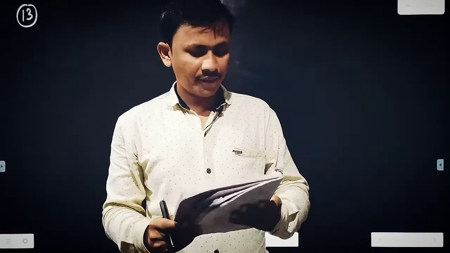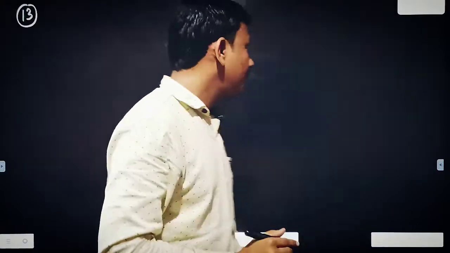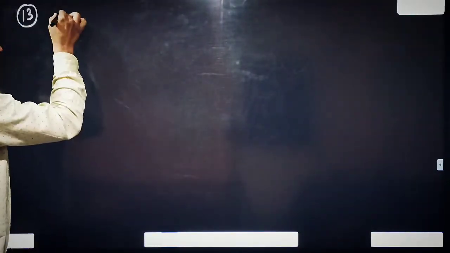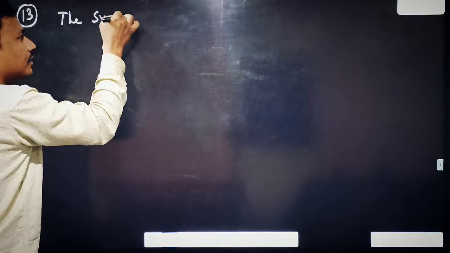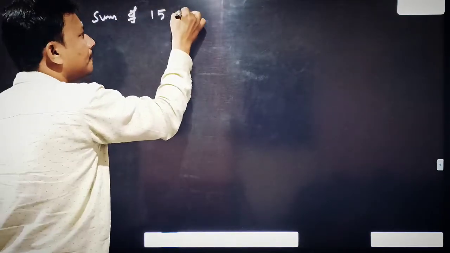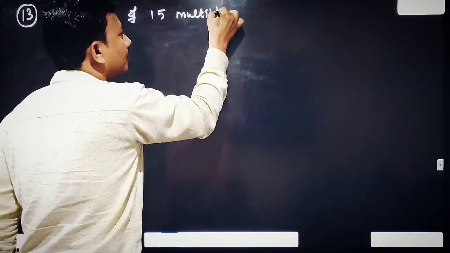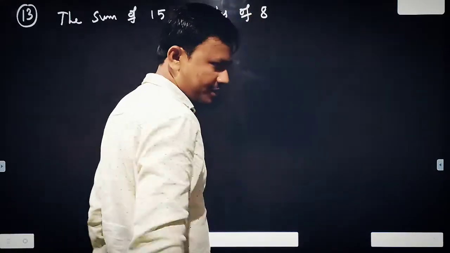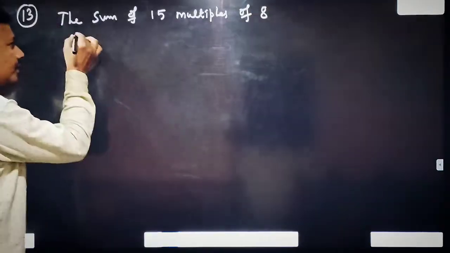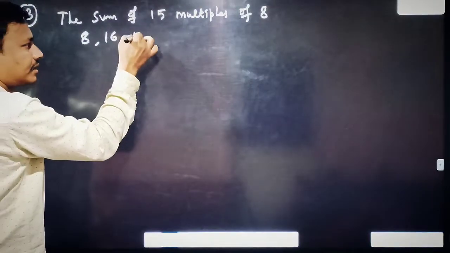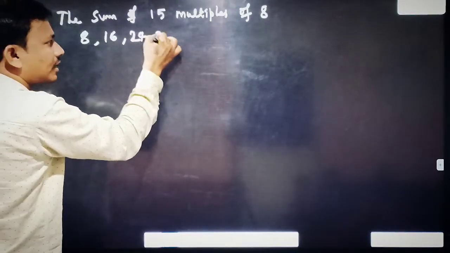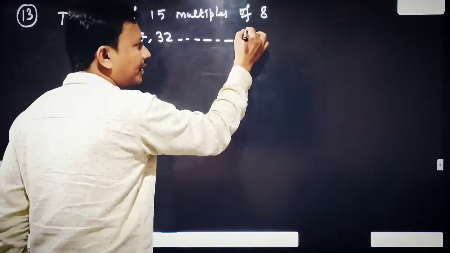Question number 13. Find the sum of the first 15 multiples of 8. Multiples of 8, the table of 8, up to where? Up to 15. Understood? What we need to find? The sum of 15 multiples of 8. What are the multiples of 8? 8 ones are 8, 8 twos are 16, 8 threes are 24, 8 fours are 32 and so on. 8 15s are 120.